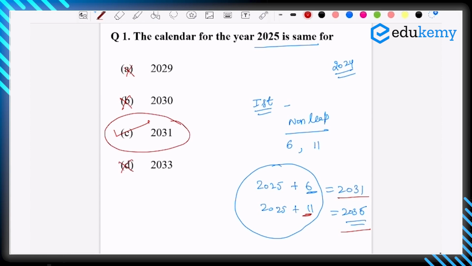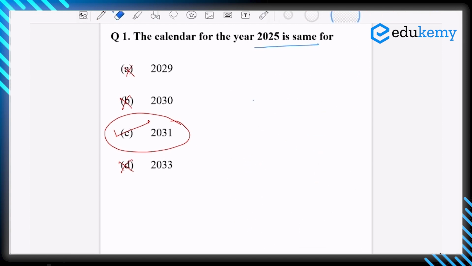So this is a simple method how to check which year will be the same as the previous year. 2025 का similar कौन सा होगा. Now let's come to the second way to solve this question. There is a traditional way to solve this question also.